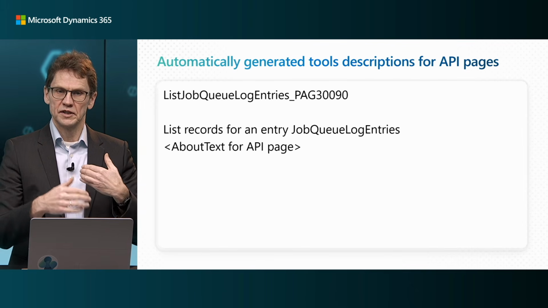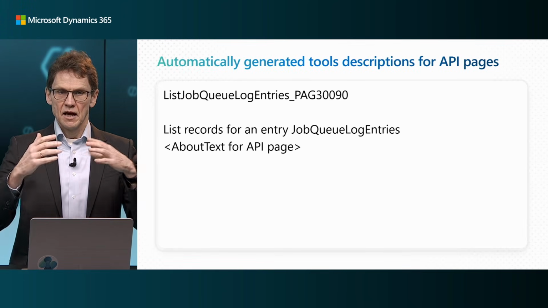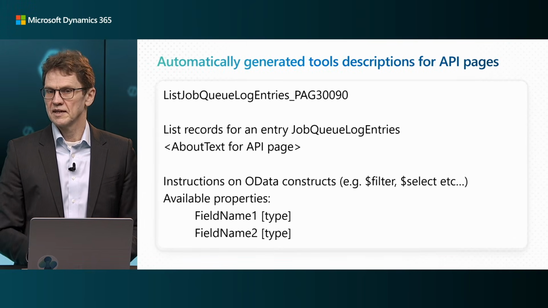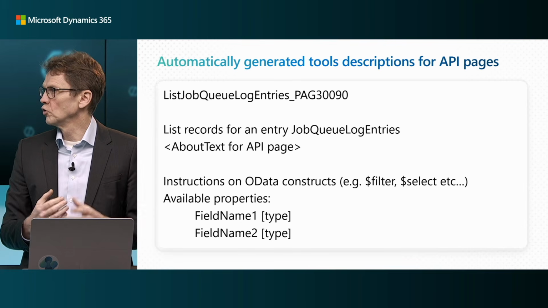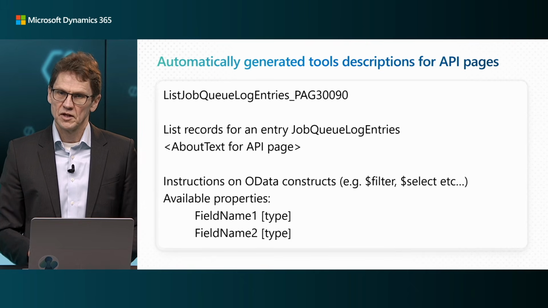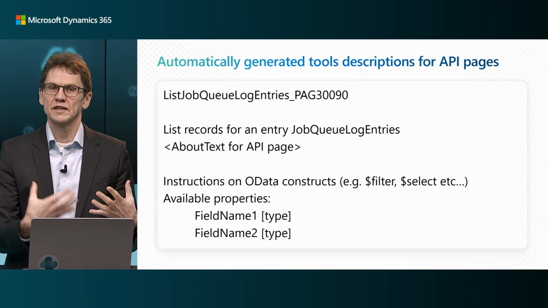Then when you call describe, it adds extra information about the fields. Each field will have its type, etc. And it also contains the instructions on the OData constructs, which OData parameters you can pass: filter, select, etc. So this is important for the language model to be able to find the right tool: that you expose the field you want and that you have a good about text.